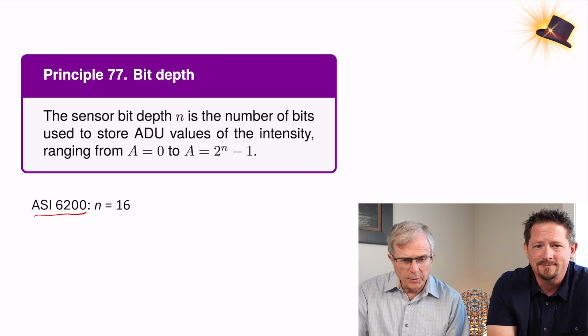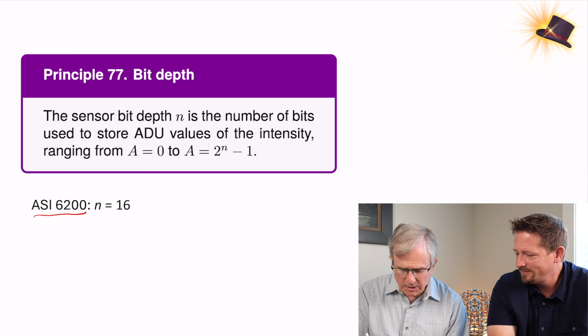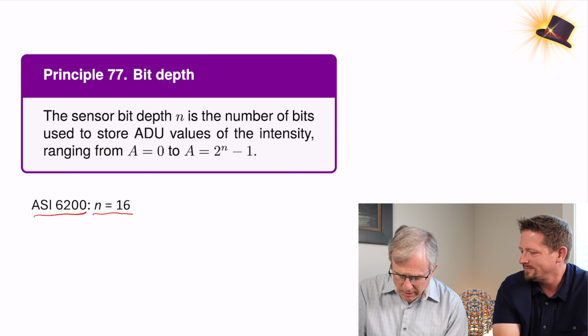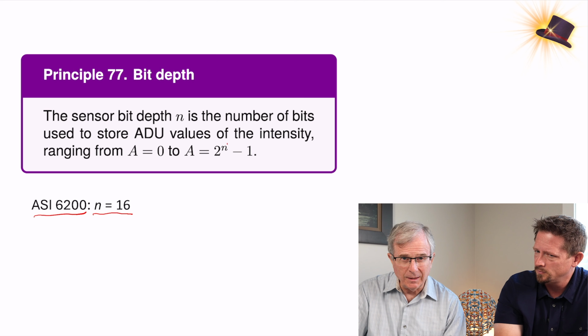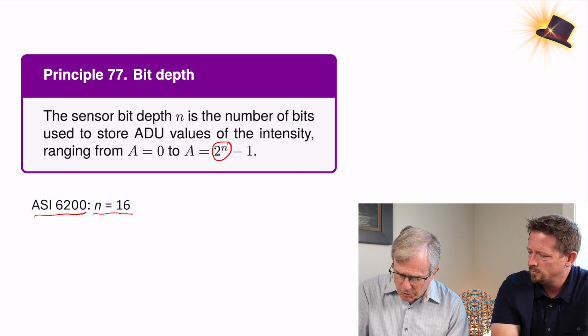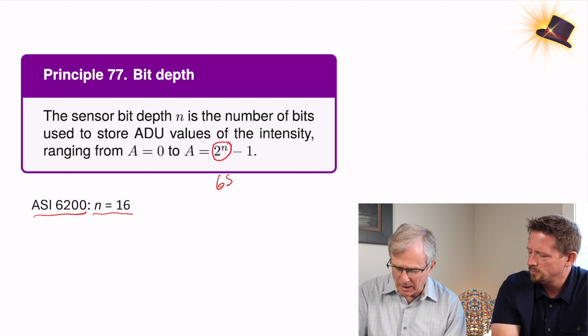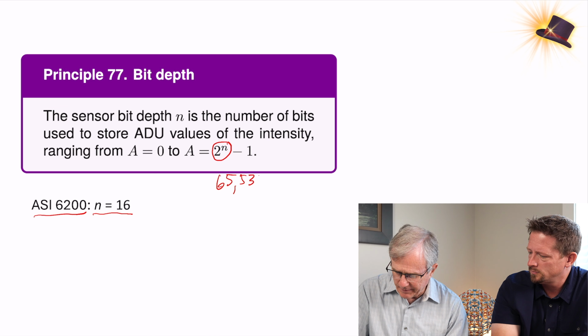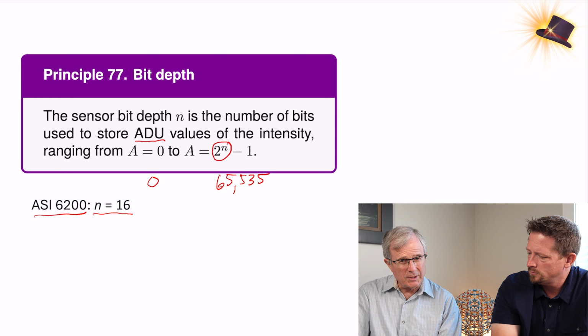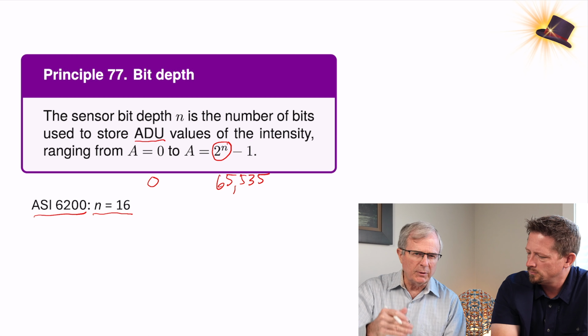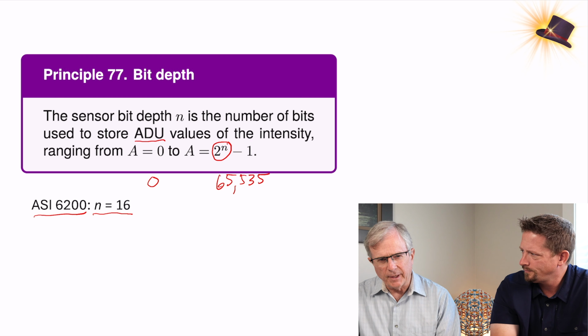Exactly. For our sensor, a ZWO 6200 MM Pro, the bit depth, N, is 16. If you take 2 to the 16 power and subtract 1, you get 65,535. The so-called ADU values, analog to digital units, are really nothing more than numbers between 0 and 65,535.